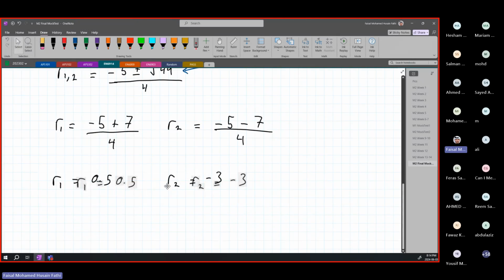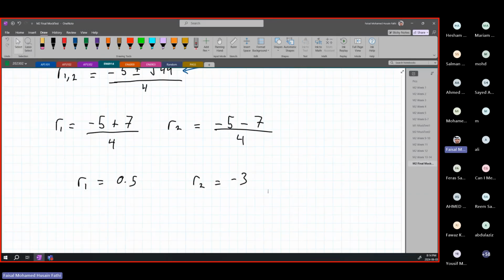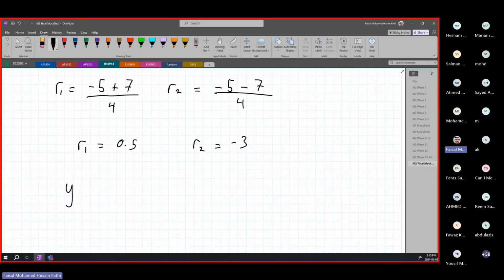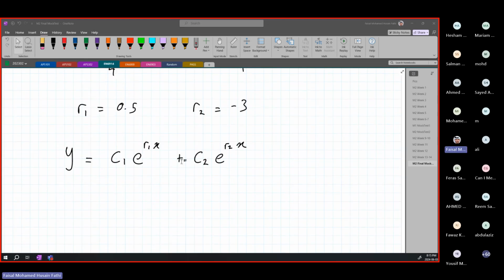Since we have distinct roots, we can go and refer to the formula sheet, or if you already know it, the general solution y is going to be c1 times e to the power of r1 x plus c2 e to the power of r2 x. Okay. So what does this mean? We're going to be plugging in our R1 value and R2 value here to find our general solution for this question.